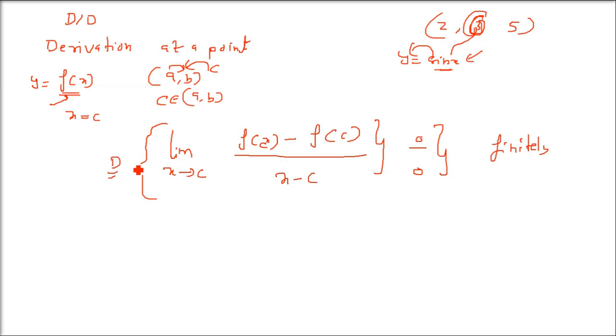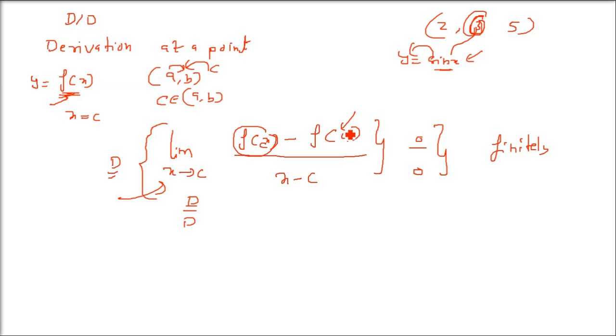If it is giving some 0 by 0 form, you can take the limit. If it is okay, then you say that this is the derivative. This is the only definition. We will talk about its physical interpretation, etc. later, but the basic idea is that the derivative is this only. It is only the limit, nothing else.